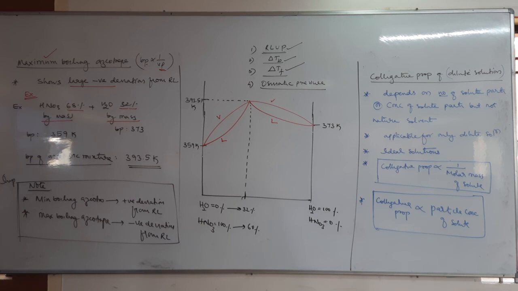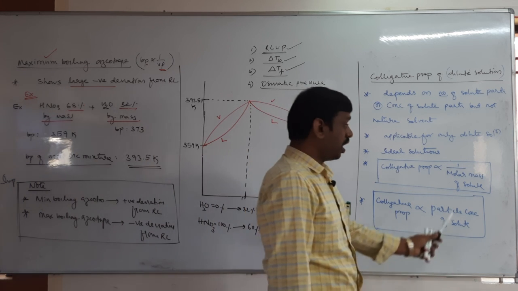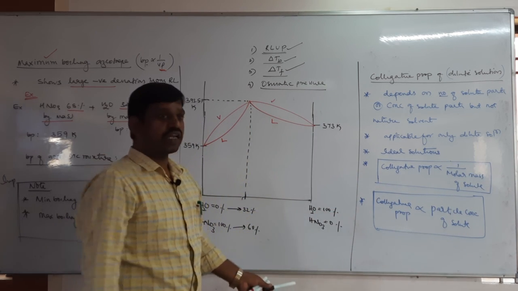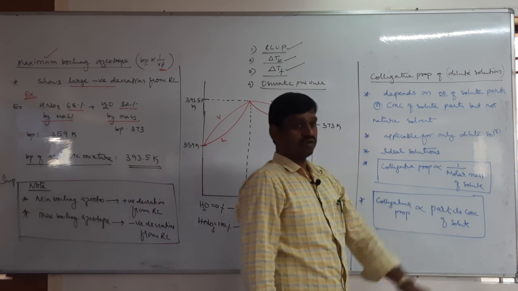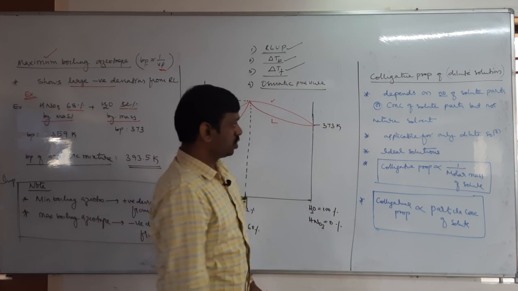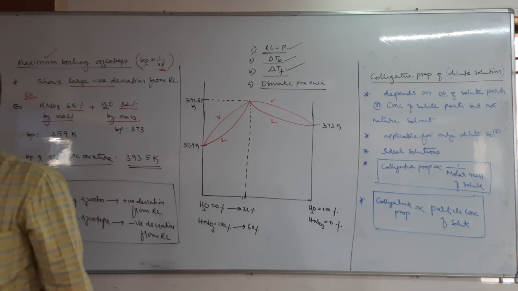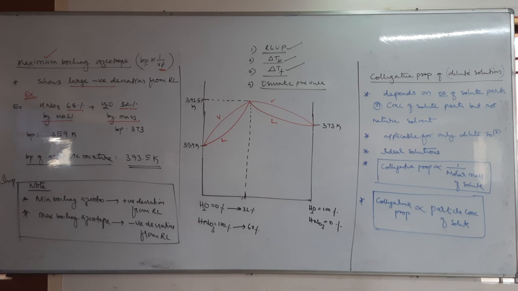Next, what are the general applications of all the colligative properties? By using colligative properties, it is possible to calculate the very accurate molar mass of the solute. This is a common application, right? So from the colligative properties, it is possible to calculate the accurate molar mass of the solute.